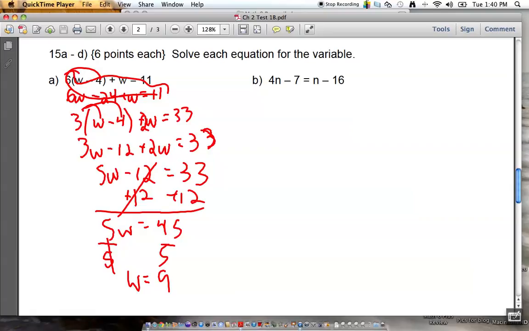Okay, so let's take a look at the next equation. What does your paper say? 6n minus 7 equals 2n minus 15. Okay. So now my job is to go through that step by step.